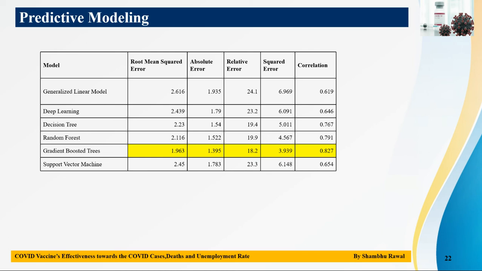The relative error is the ratio of the absolute error of the measurement to the accepted measurement. The perfect relative value is 0. Gradient boosting had 18.2, the lowest compared to others. The perfect squared error value is 0. Gradient boosting has 3.94, which is the champion. It means the prediction did not match exactly as expected. The correlation describes the degree to which two variables move in coordination with one another. The correlation coefficient values range between -1 and +1. Gradient boosted had the highest correlation with 0.827, and compared to others it is the champion.